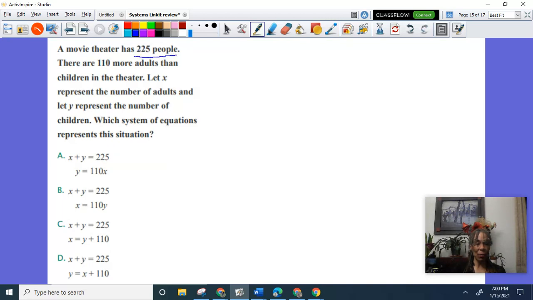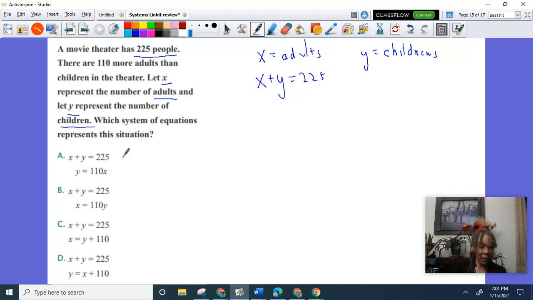Okay, we've got 225 people. What kind of people do we have? Let X equal adults, and Y is children. There are only two kinds of people at this show, children and adults, and there are 225 of them. So I know that X plus Y equals 225, but I'm going to do it anyway. X plus Y equals 225, great.